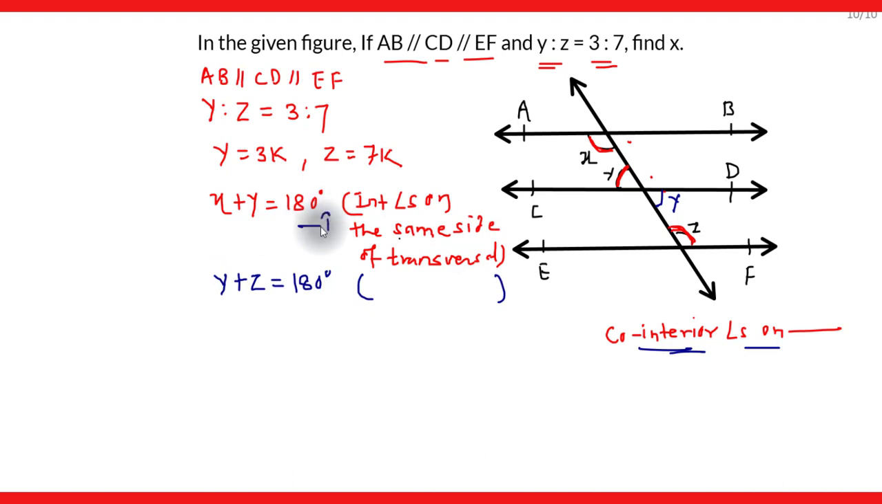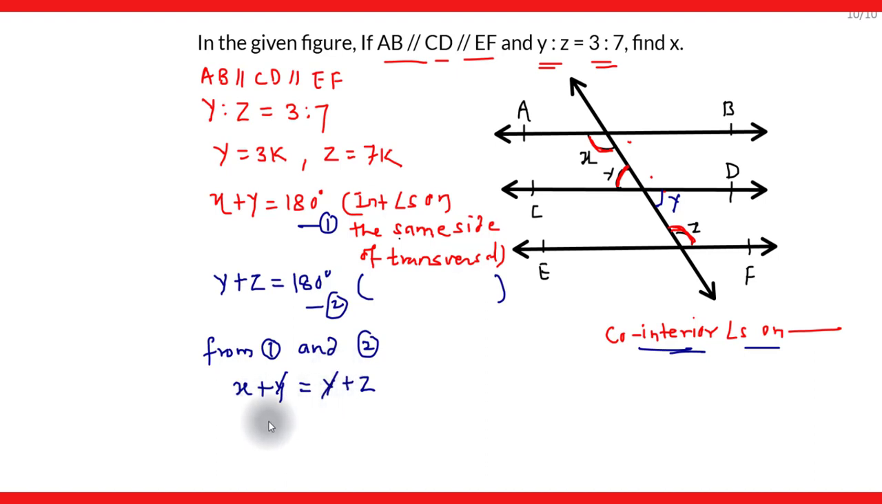Therefore if this is number 1 and this is number 2, then from 1 and 2, what we get? X plus Y is equal to Y plus Z, because the sum of these two angles and the sum of these two angles are 180 degrees, therefore these two should be equal. And so here this Y and Y will get cancelled, and you will get X is equal to Z, correct? So here you have got X is equal to Z. The measure of angle X and the measure of angle Z is also equal.